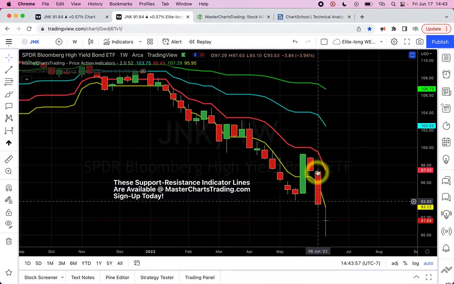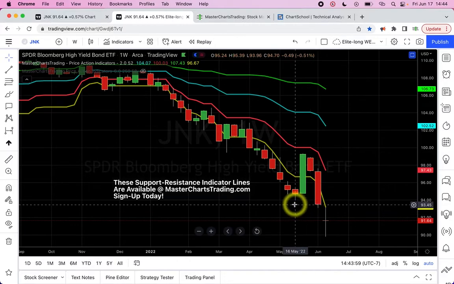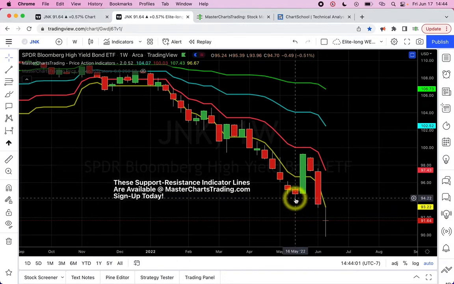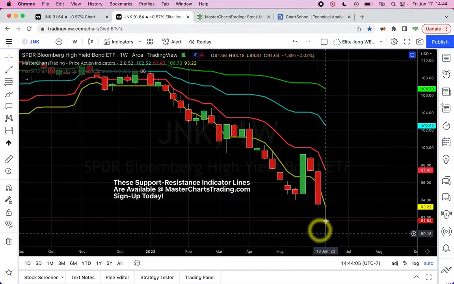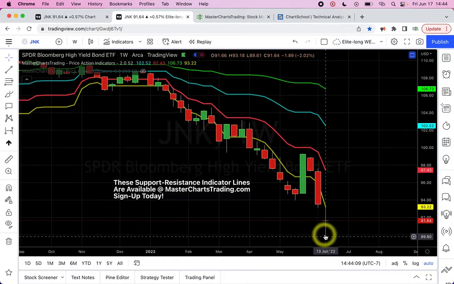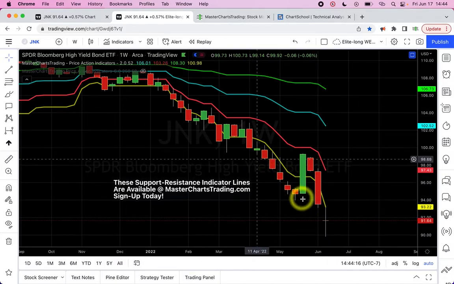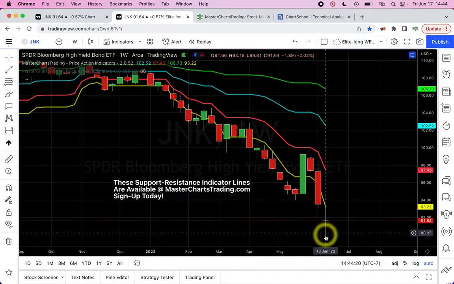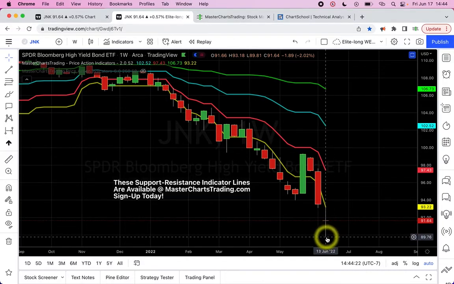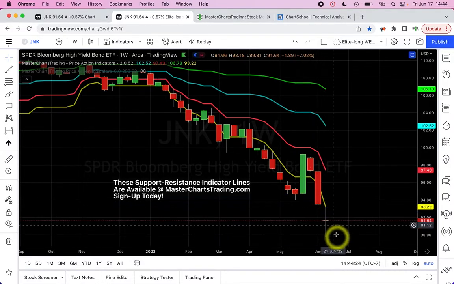Now, last week we had a big red candle. We made a new low below the May 16th candle, right there where I'm hovering. And then this week we collapsed even lower. However, we can see that the bulls, or people who think that the stock, or in this case junk debt, will continue higher, actually kind of bought out. In other words, the bears were not able to push the prices all the way to the bottom.